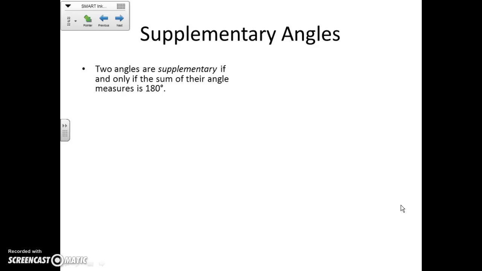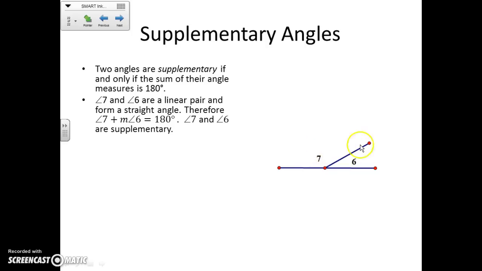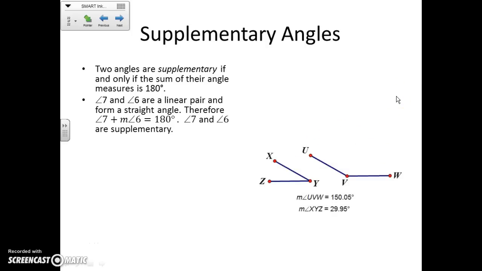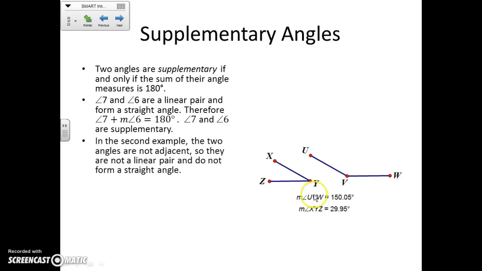Supplementary angles are very similar to complementary angles in the sense that all you have to do is be able to sum to 180 degrees to be supplementary. So here, angle 7 and angle 6, they're supplementary. They're also a linear pair because together they are adjacent and form a line. However, these two, angle UVW and angle XYZ, together they would add to 180 degrees, so they're definitely supplementary. But they are not a linear pair because they don't share a common vertex and they're not adjacent. So it's possible to be supplementary, but not a linear pair.